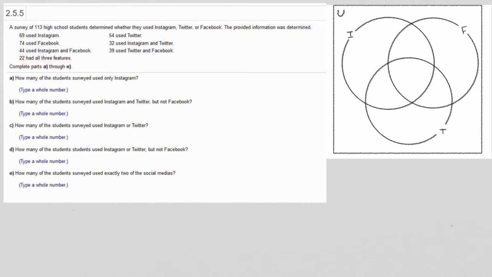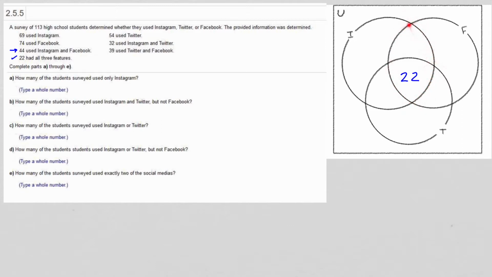And if I look at this, it says 22 used all 3 of those forms of social media. So I'm going to put 22 in the center of my Venn diagram. Next, I look at how many used Instagram and Facebook, and that's 44. So that's what I'm going to go to next. So Instagram and Facebook, that would be this football right here.